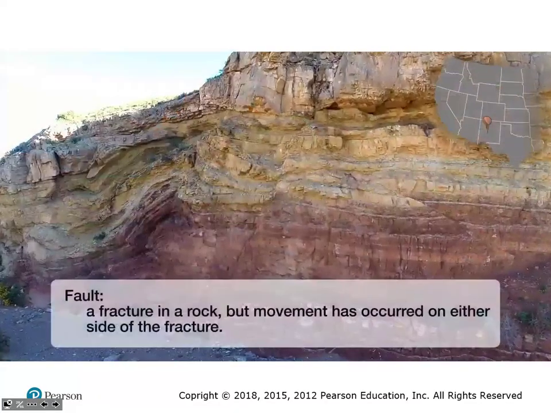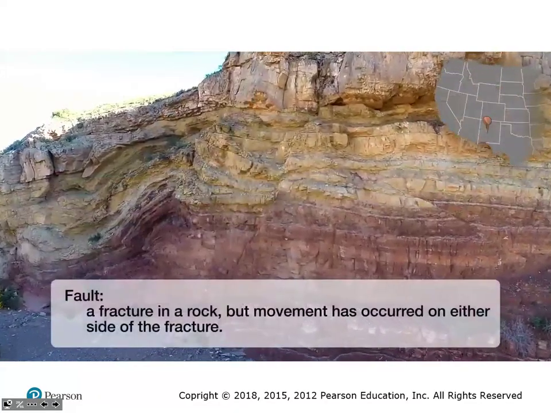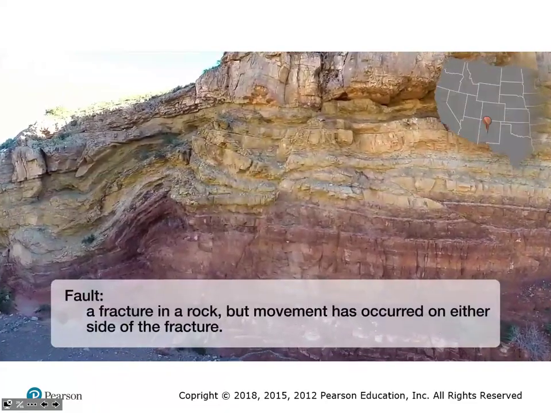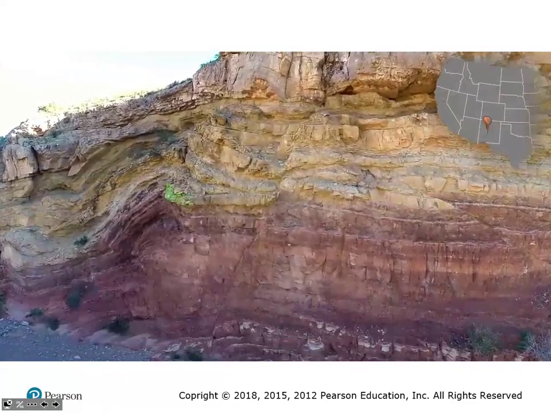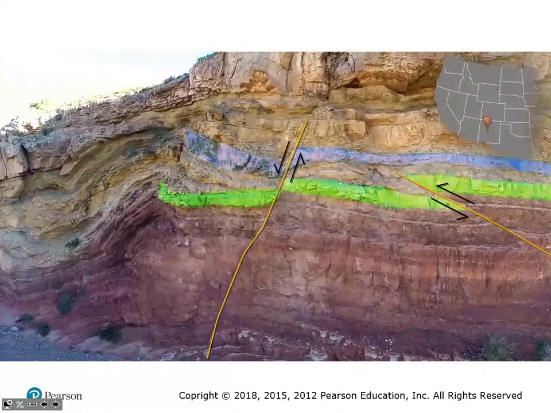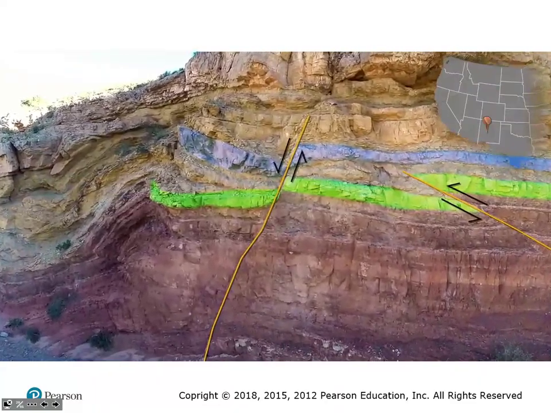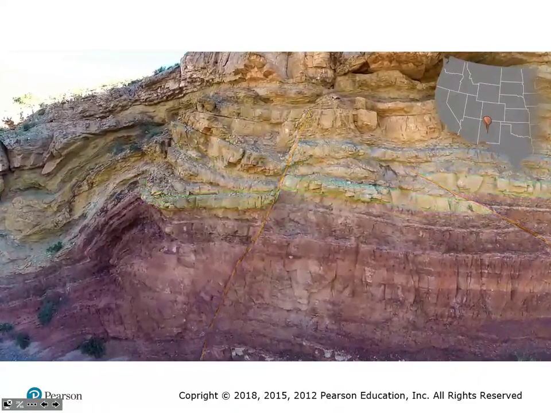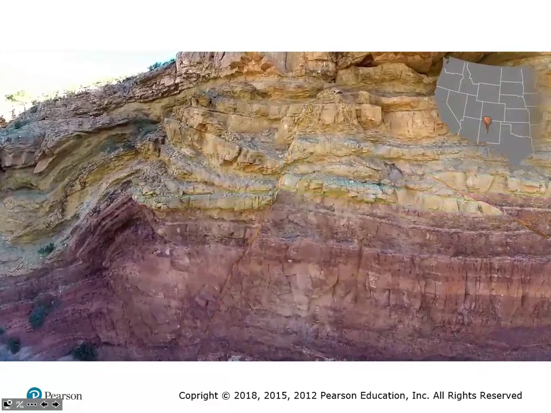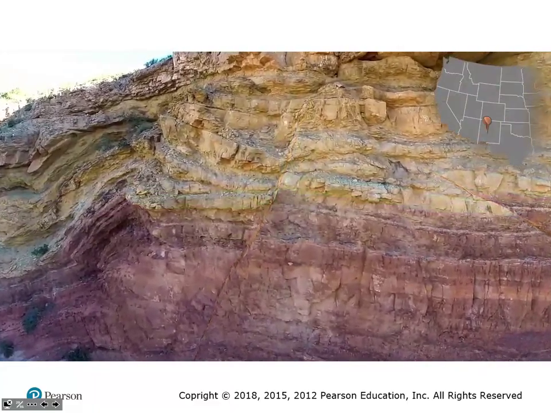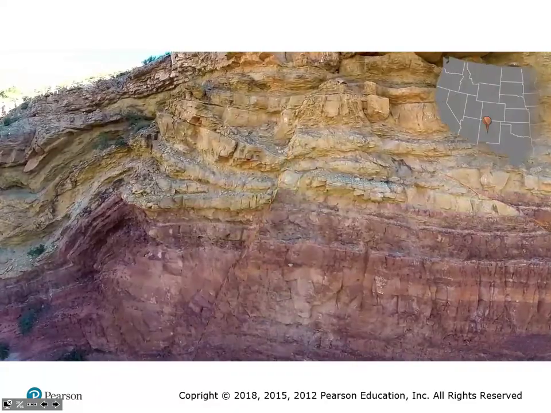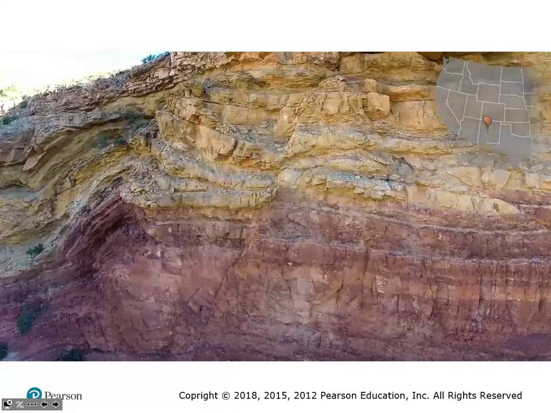A fault is also a fracture in a rock, but movement has occurred on either side of the fracture. In this outcrop, you can see the rock layers on either side have been offset and displaced. Similar to the previous outcrop, try to trace the rock layers across the fracture. If there has been movement of one side with respect to the other, then the fracture is actually a fault.